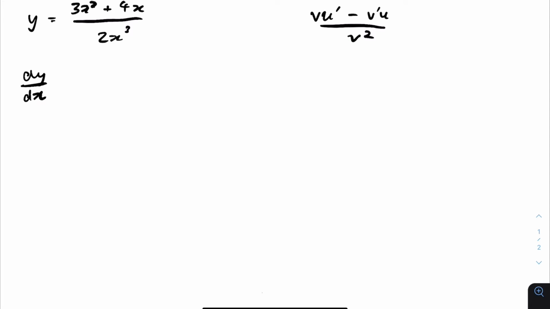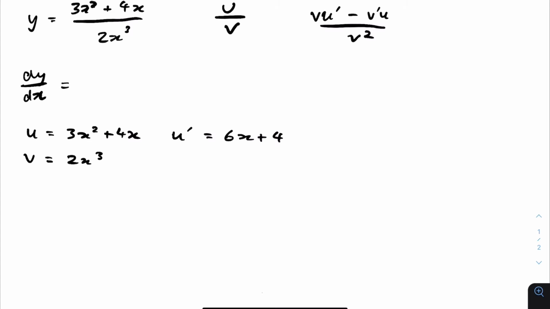All right, so now we can evaluate this by first finding the values of u, v, u prime, and v prime. Well, we know that the quotient rule is written given that u over v is the expression. So u is 3x squared plus 4x. And we can therefore deduce that u prime, using the power rule, is 6x plus 4. You can check that yourself. I'm just doing it pretty quickly. Then we have v. v is the denominator, so that's 2x cubed. That means v prime is 6x squared.